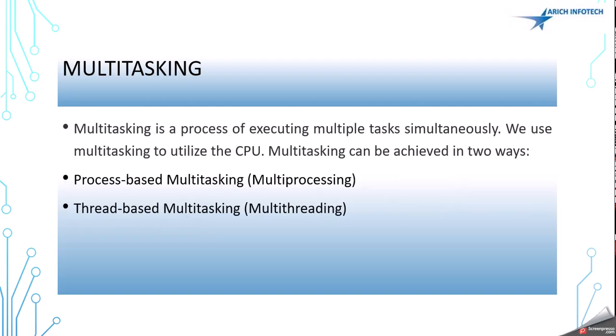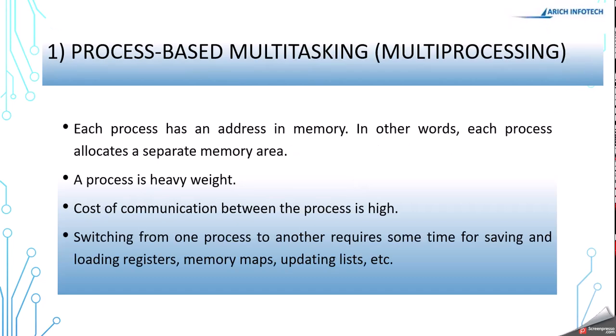Multitasking is the process of executing multiple tasks simultaneously. We use multitasking to utilize the CPU and minimize the idle time of the CPU. Multitasking can be achieved in two ways: process-based multitasking and thread-based multitasking. Process-based multitasking is a characteristic of the operating system. Each process has its own address in memory, in other words, each process is allocated a separate memory area.